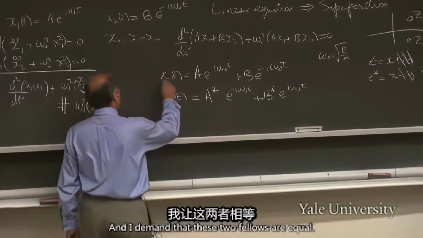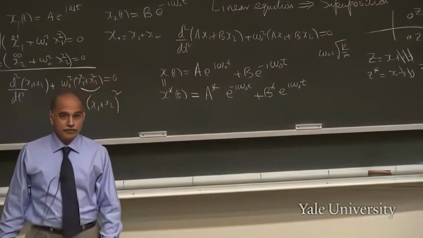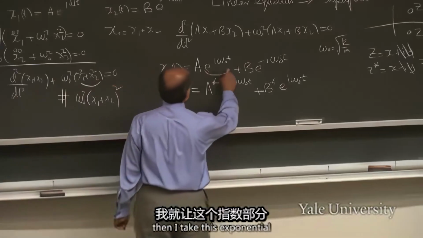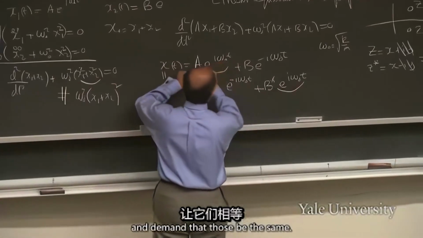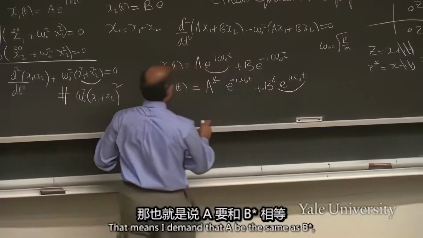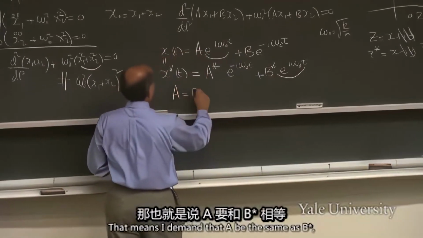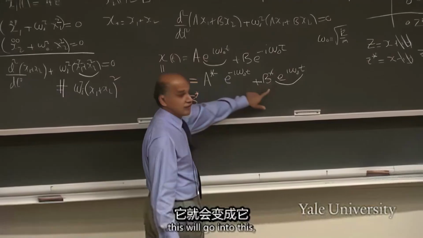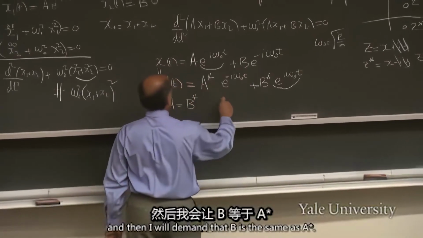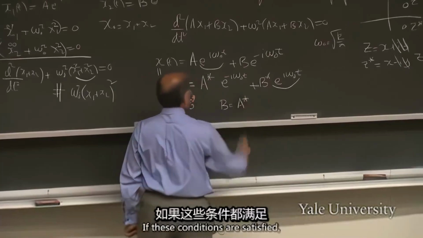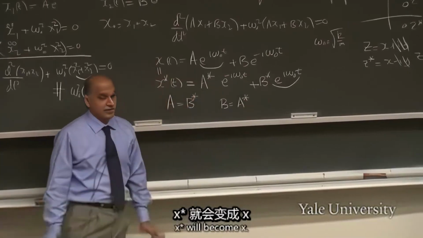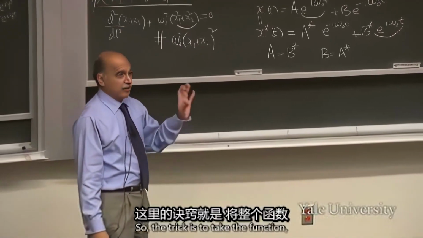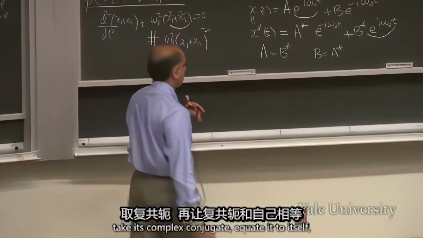And I demand that these two are equal. If they're both equal, then I take this exponential and demand that those be the same. That means I demand that a be the same as b star. Because if a is the same as b star, this will go into this. And then I will demand that b is the same as a star. If these conditions are satisfied, x star will become x. So the trick is to take the function, take its complex conjugate, equate it to itself, and look at the consequence.